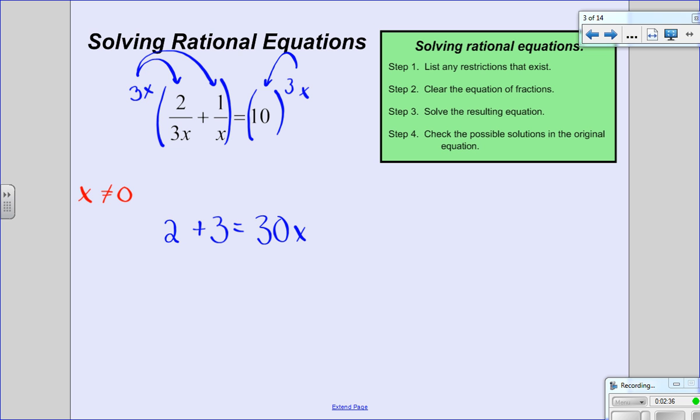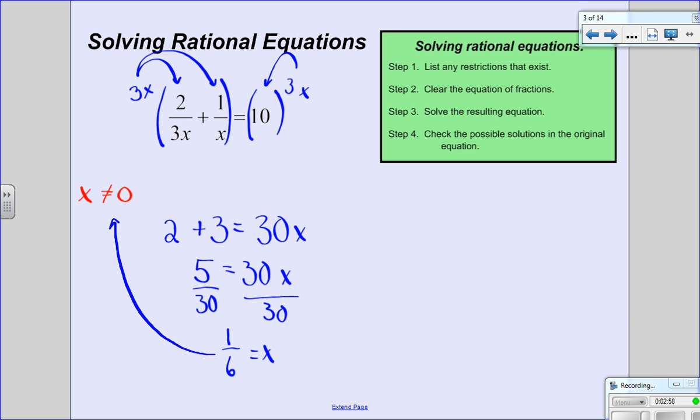Now we're on to step 3. We just want to solve this linear equation. We combine like terms, isolate the variable, simplify our expression. So our solution, it appears, is 1/6. Before we mark that down, we want to go back and check to make sure that that was not restricted. We see that our restriction was 0, which means that 1/6 can indeed be our solution. And so we put that in our solution set, and we've solved our first rational equation.